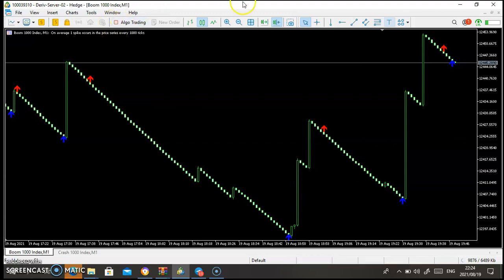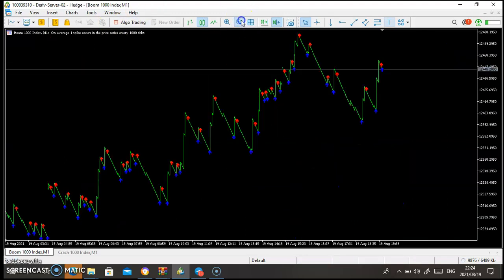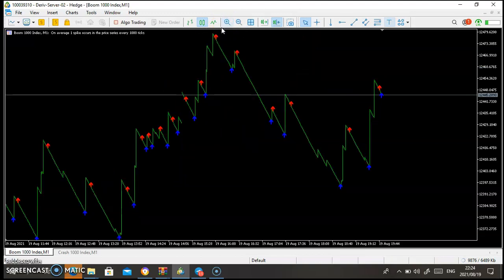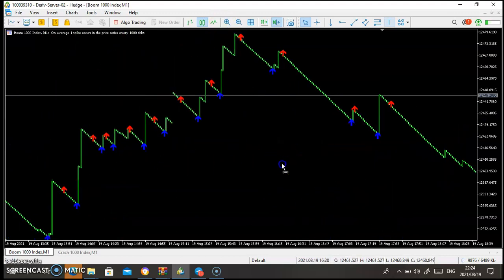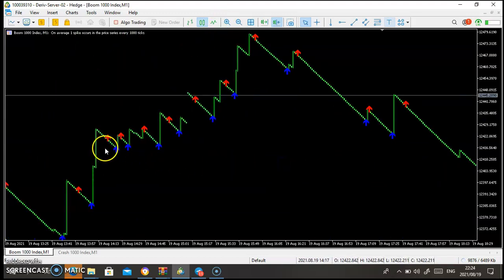So guys, let me just zoom out. You can see that we have all of these arrows over here. Basically, what the Punchback spike detector did was give us buy and sell arrows. You can see over here we had a lot of spikes. We had red, blue, red, blue, red, blue. The blue means that we are supposed to get ready because the spike is about to occur in the market.